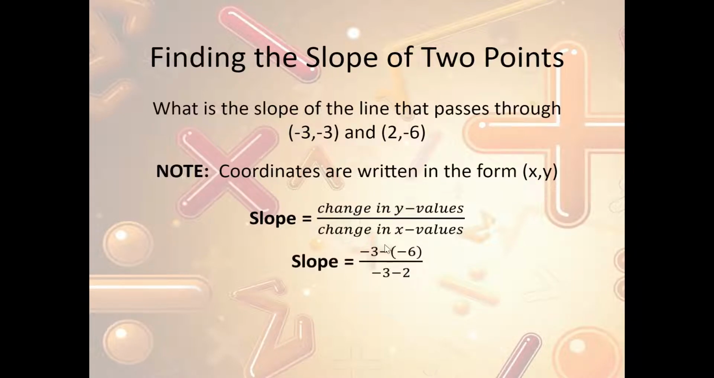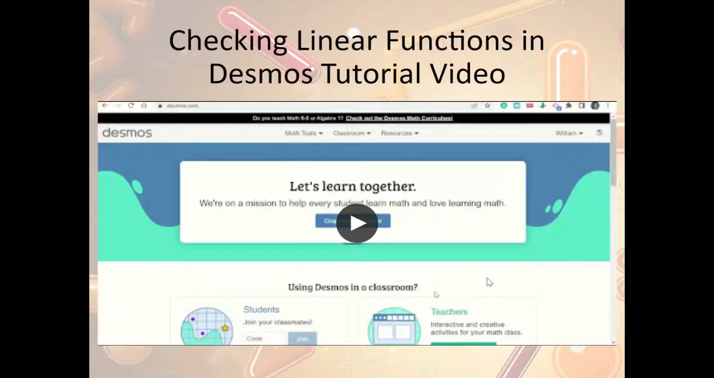When I simplify, this really becomes plus positive. So -3 plus 6 is 3, and -3 minus 2 is -5. So it's 3 over -5, which is just -3/5. There's a video here also that shows you how to graph linear functions in Desmos, so you can go ahead and watch that.